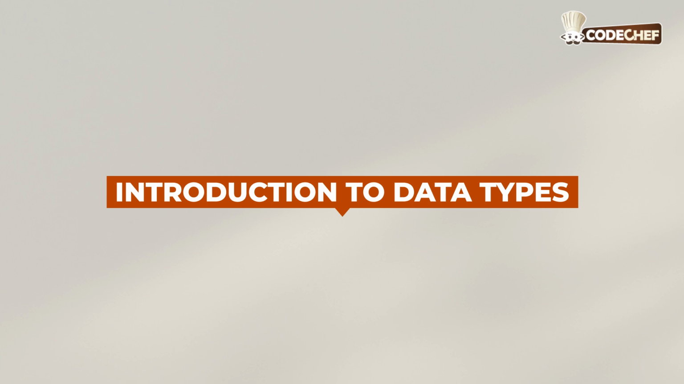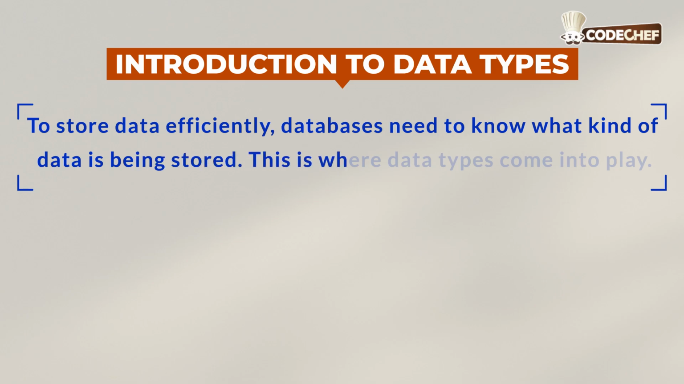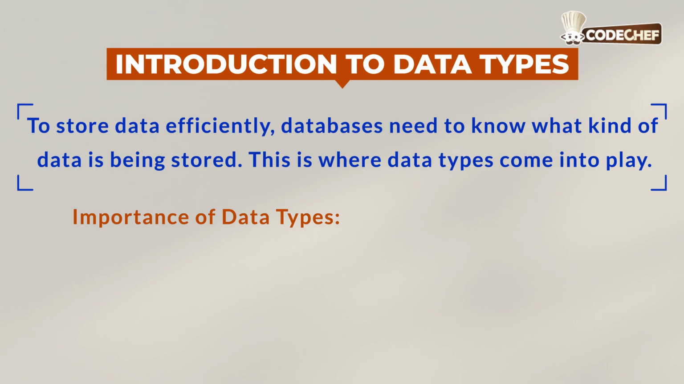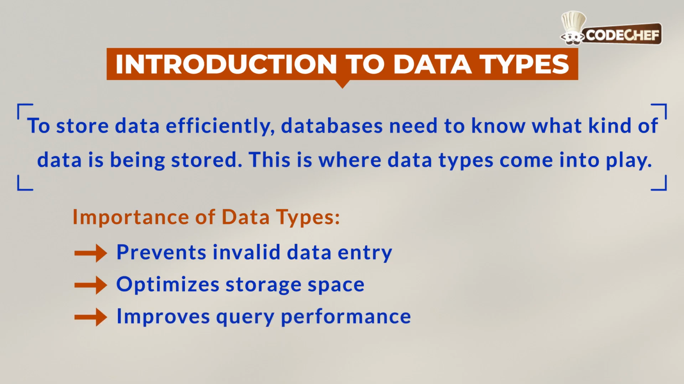Introduction to data types. To store data efficiently, databases need to know what kind of data is being stored. This is where data types come into play. Now, what is the importance of data types? First, it prevents invalid data entry. Second, it optimizes storage space. Third, it improves query performance. And fourth, it ensures data integrity. So these are some important points that we need to consider when we are choosing a data type for our data.